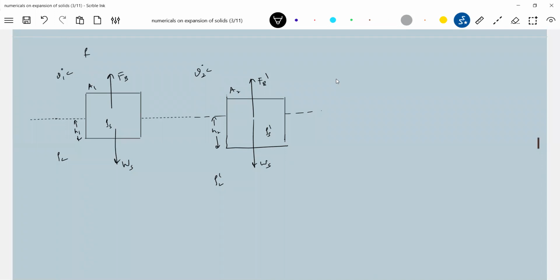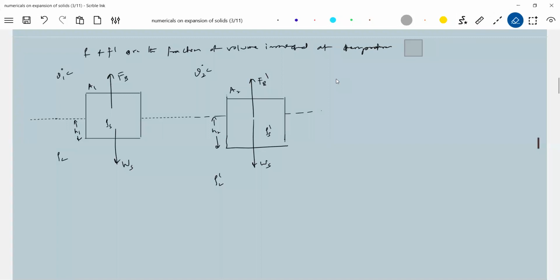So F, let me write this. F and F dash are the fractions of volume immersed at temperatures theta 1 and theta 2 degrees Celsius. So how do you define F? F equal to density of solid by density of liquid. This fraction you should remember. Now what is the new fraction? F dash equal to rho S dash by rho L dash.